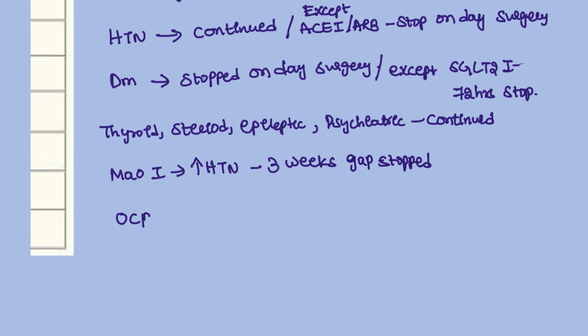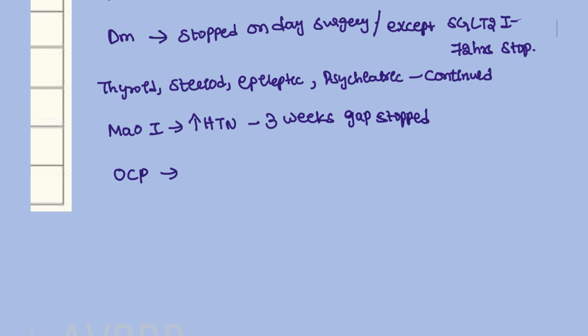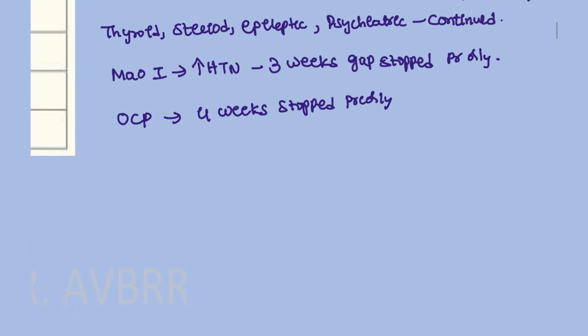Next, OCPs, oral contraceptive pills, are also stopped at least 4 weeks prior, because they carry an increased risk of DVT. This is done prior to the surgery, guys, for example, mostly for elective surgeries we have to stop. Next, coming to another important point, this question is asked directly. They didn't mention the anti-tubercular drugs, they must have mentioned pyrazinamide, ethambutol. These drugs can be continued.